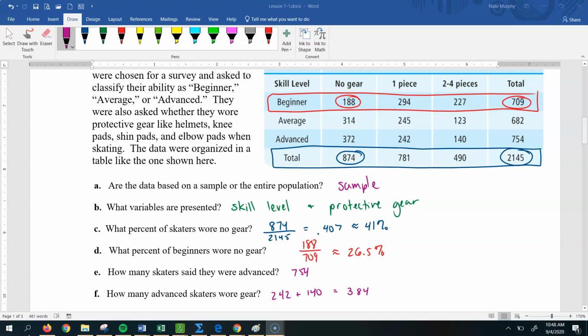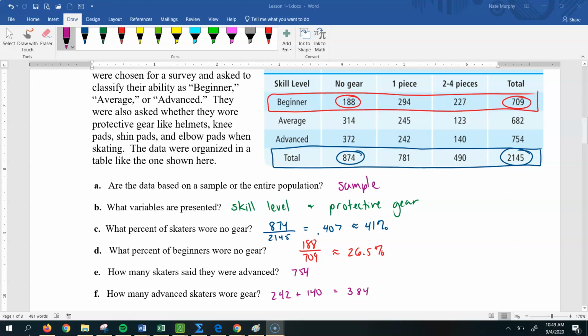So first off, it says, are the data based on a sample or the entire population? So for this, you got to remember that they only surveyed 2,145 people in Boston that were inline skaters. That doesn't necessarily represent all of the inline skaters in Boston or even around the country. So that is just a sample that they did.